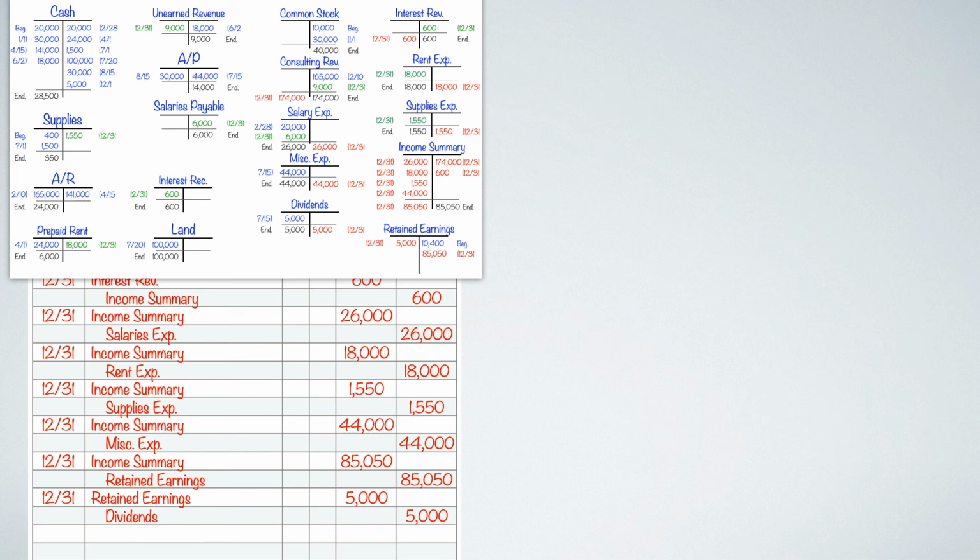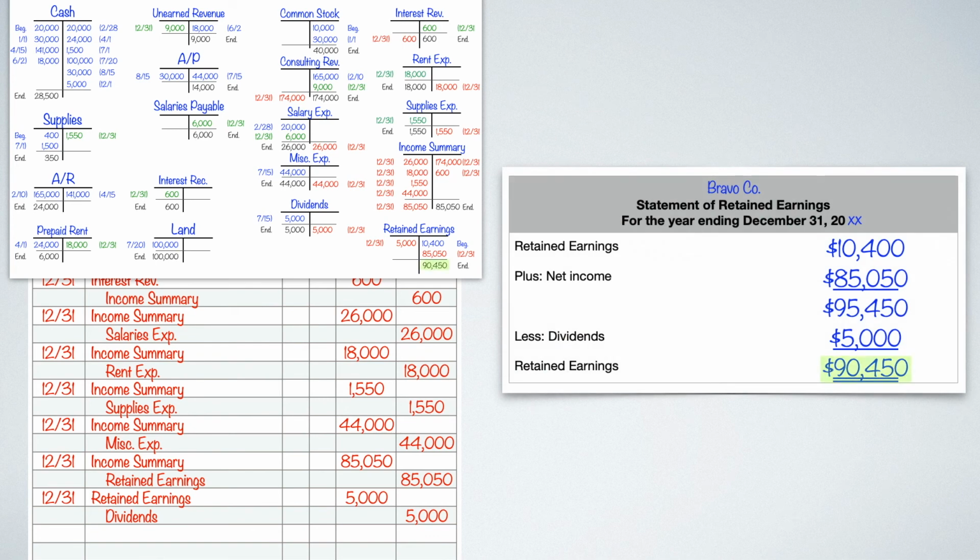Now we need to take all this information and put it into our post-closing trial balance. But before we do that, we need to find our account balance for retained earnings. And so if we add up our debits and our credits there, subtract the two, that's going to give us a credit balance of $90,450. If we look back at our statement of retained earnings that we've already done, you will see that the ending retained earnings that we found on our statement of retained earnings is the same as the ending balance that we have on our T-table. So we know we're good there. Again, another little check figure.